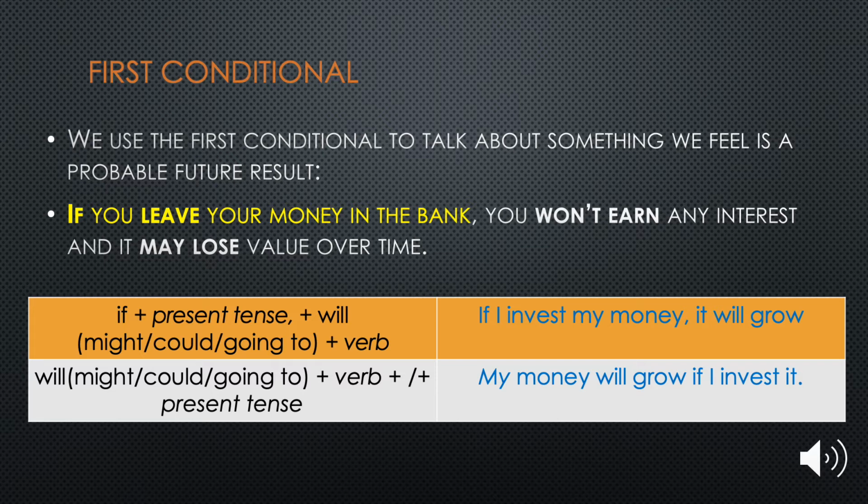And the examples are, if I invest my money, it will grow, or my money will grow if I invest it. So here, remember that you can change the expression. For example, the modal verb will, and you can say my money could grow if I invested, or my money might grow if I invested. Of course, it will have a different meaning, but you can also do that.